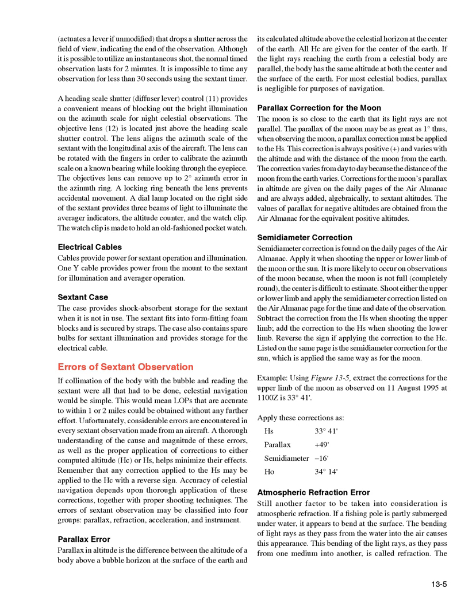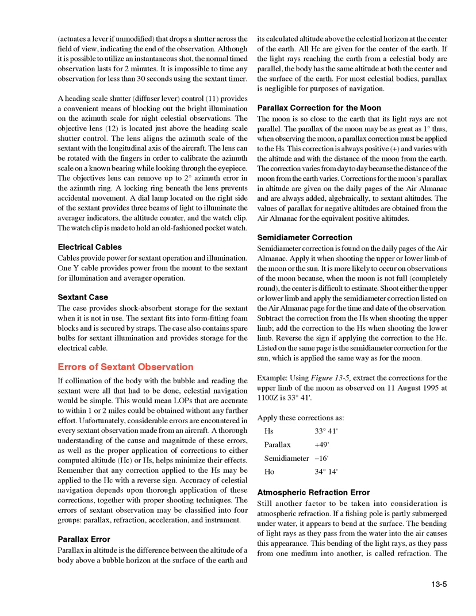Listed on the same page is the semidiameter correction for the sun, which is applied the same way as for the moon. Example, using figure 13.5, extract the corrections for the upper limb of the moon as observed on August 11, 1995 at 1100 Z as 33 degrees 41. Apply these corrections as, Hs is 33 degrees 41, parallax plus 49, semidiameter minus 16, Ho 34 degrees 14.